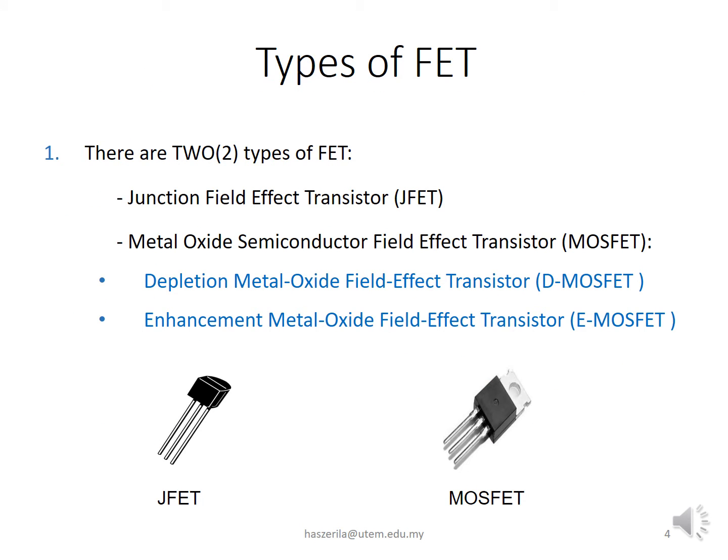Types of FET. Like I said just now, there are two types of FET. The first one is the JFET, which is junction field effect transistor, and the second one is MOSFET, or metal oxide semiconductor field effect transistor. The MOSFET is further divided into two modes: the depletion mode and the enhancement mode. The symbols here refer to the electrical components of the JFET and the MOSFET.